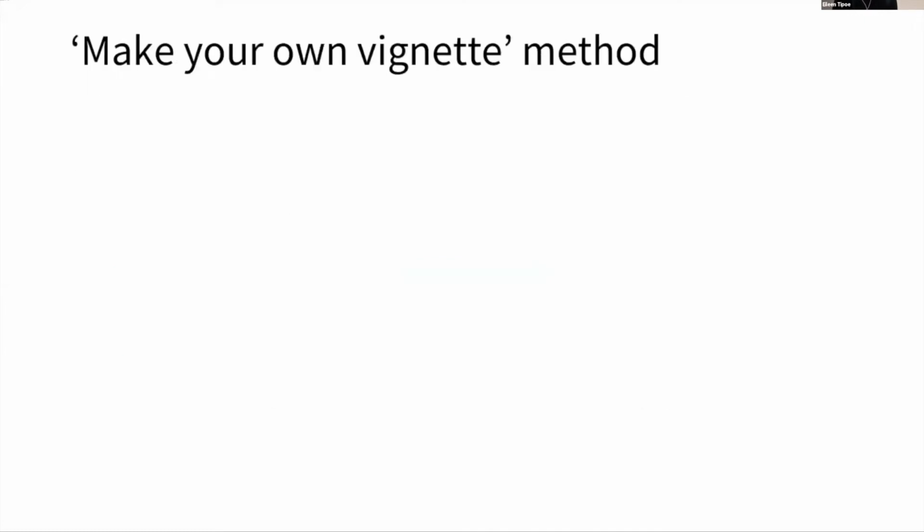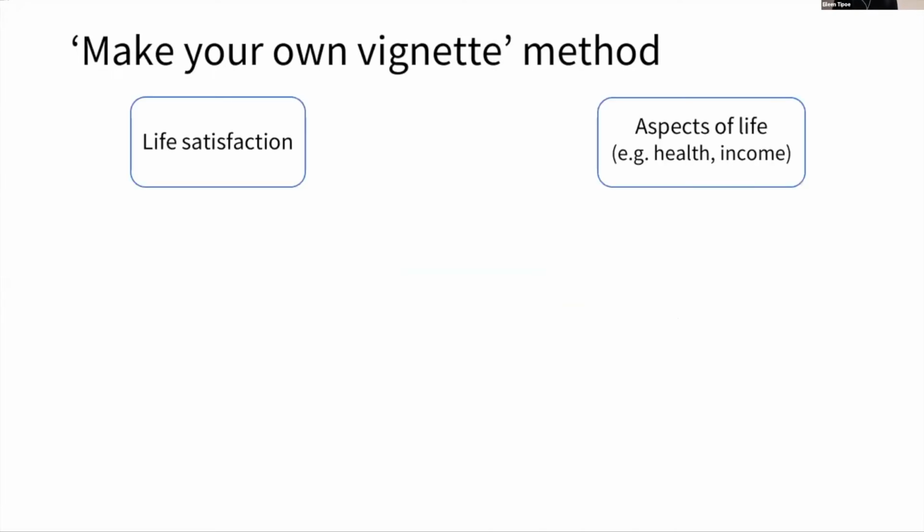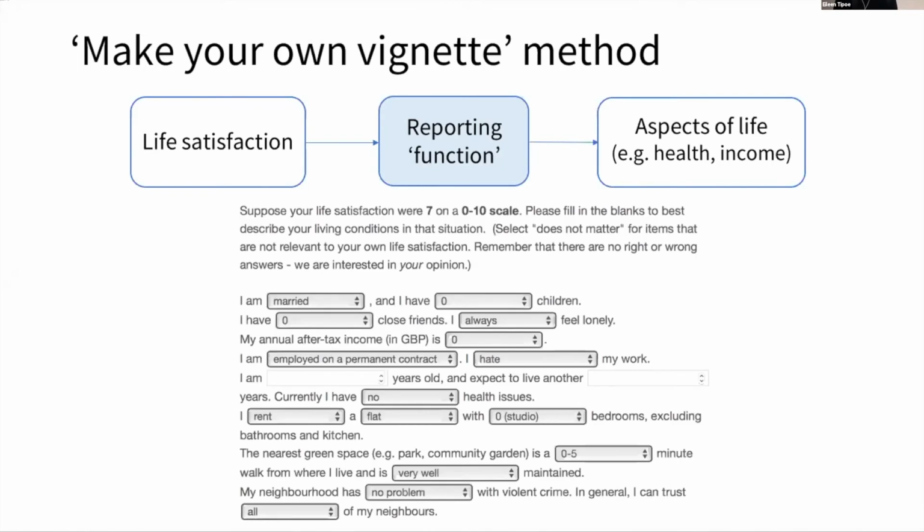The way that we wanted to test for that is a make-your-own vignette. Instead of just asking people to rate their life satisfaction and then inferring what could have been a correlate of it by doing some sort of regression, we give them a number for life satisfaction. And we say, okay, what aspects of life would you correspond with that number of life satisfaction? From that, we can infer the inverse of the reporting function. And here's a draft prototype we've made of a make-your-own vignette.